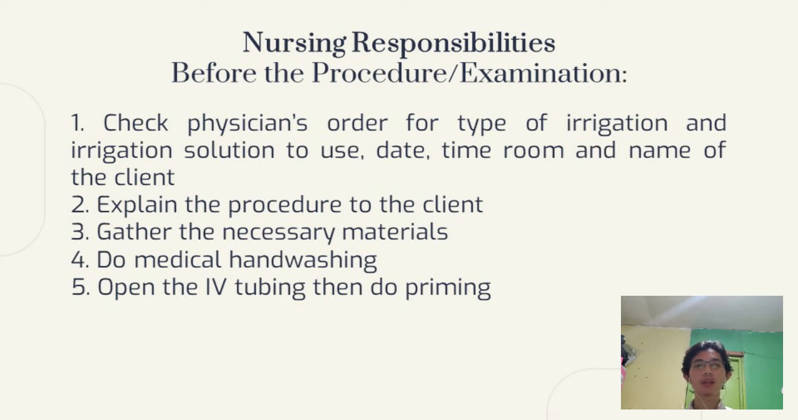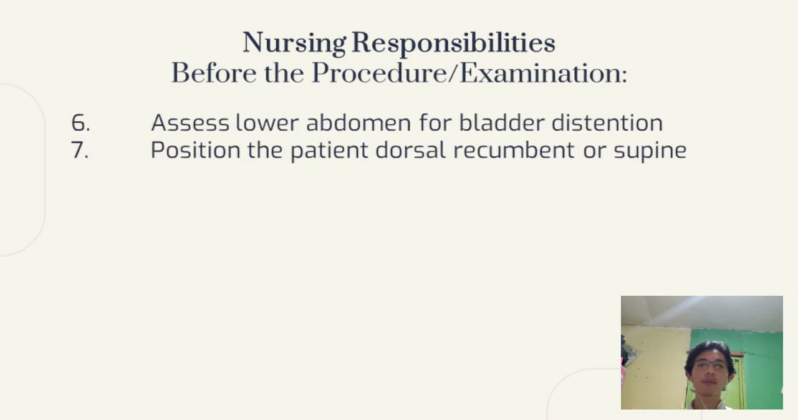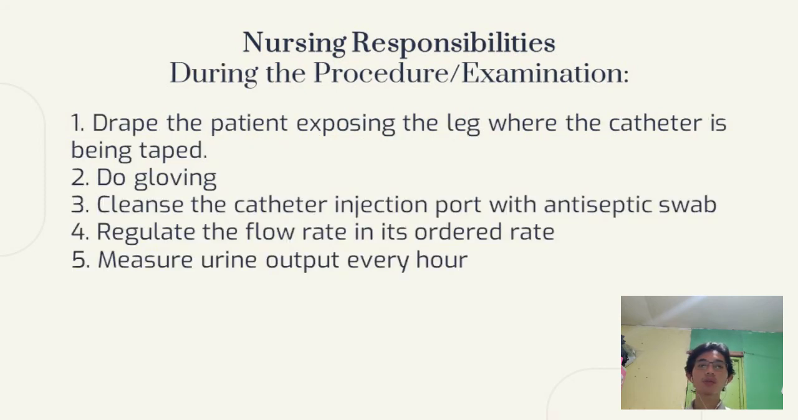Next is to open the IV tubing and then do priming. Next is to assess the lower abdomen for bladder distension. Lastly is to position the patient dorsal recumbent or supine. Next, during the procedure or examination, drape the patient, exposing the leg where the catheter is being taped.